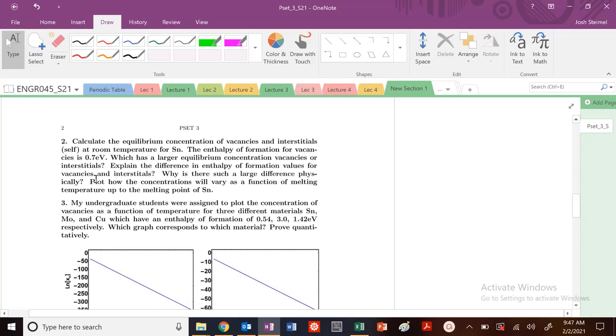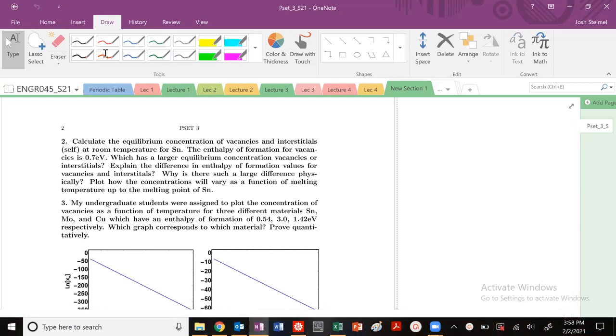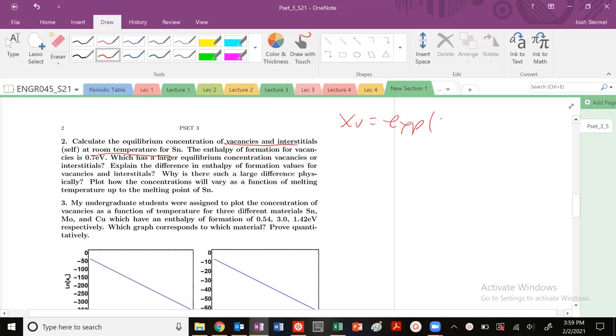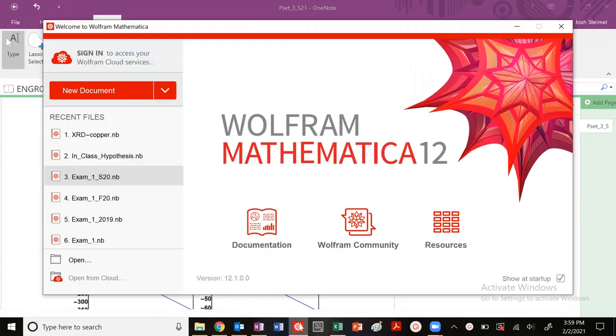So let's get into problem two. Let's calculate the equilibrium concentration of vacancies and interstitials at room temperature for Sn. Excuse me here for a second. Let's remember the equation, exponential of minus delta HF divided by KT. We know that our delta HF for vacancies is going to be, let's pull up Mathematica.